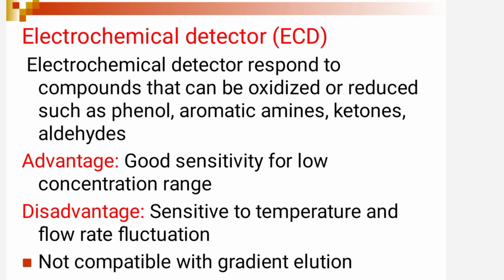Next is the electrochemical detector. The electrochemical detector responds to compounds that can be oxidized or reduced, such as phenol, aromatic amines, ketones, aldehydes. The advantage is good sensitivity for low concentration range, and the disadvantages are it is sensitive to temperature and flow rate fluctuation, and it is not compatible with gradient elution.